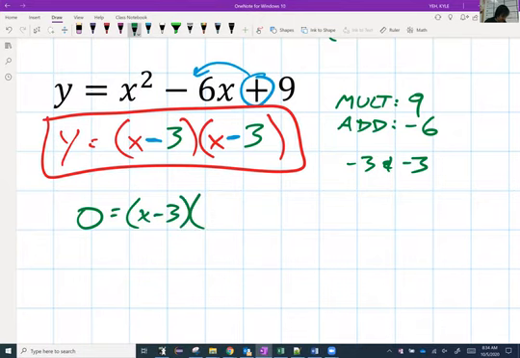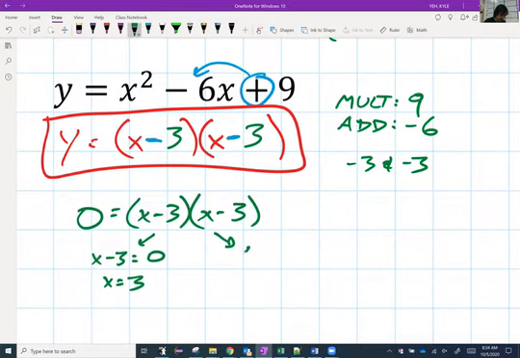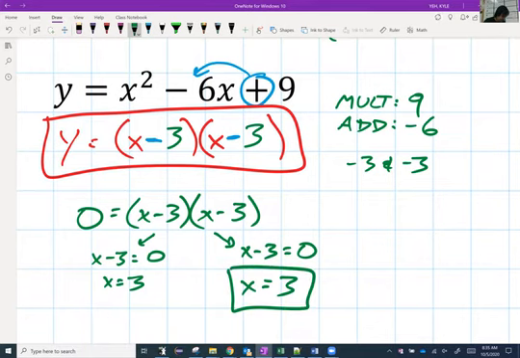And then we say if it's equaling 0, one of these at least has to be 0. So how would we get x minus 3 equaling 0? Well, if x were 3, this is another case of that duplicate double solution. X equals 3 is how we're going to make this equal 0. X equals 3 is my only solution.